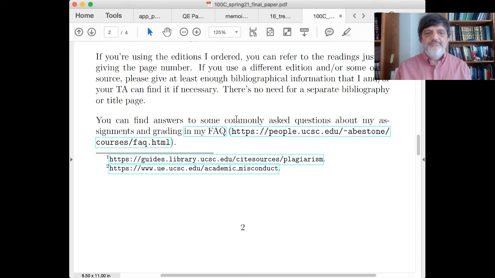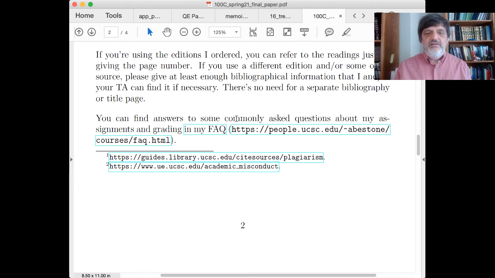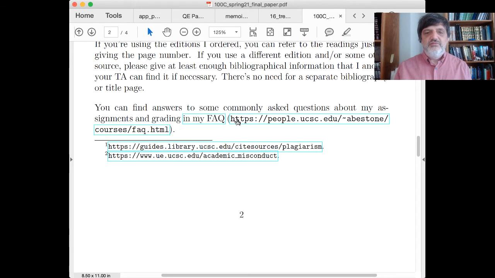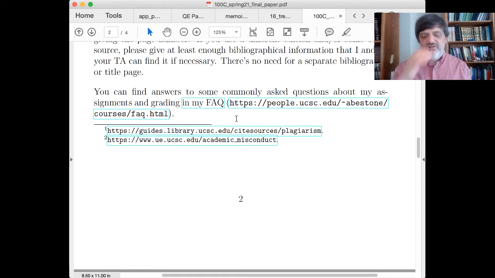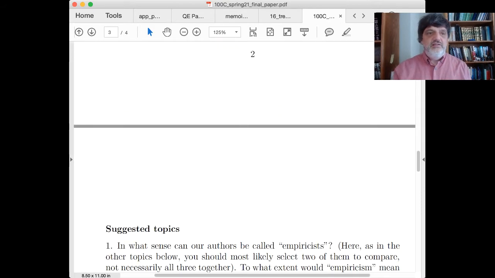And there are no special format requirements, or need for special formats for footnotes or anything like that. If you're using the text assigned for the course, you can just put the page numbers, basically. If you're using a different edition or some other text, you should put enough information that the TAs can figure out what you're referring to. And that is that. Let's see if there are any questions. Any questions about that?